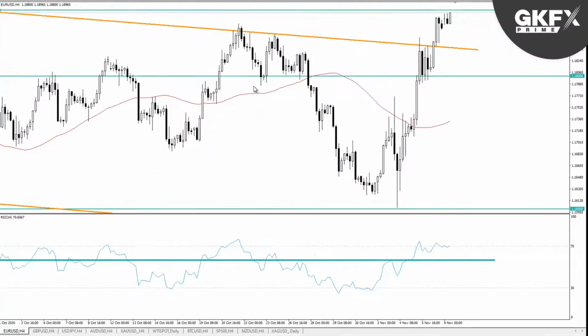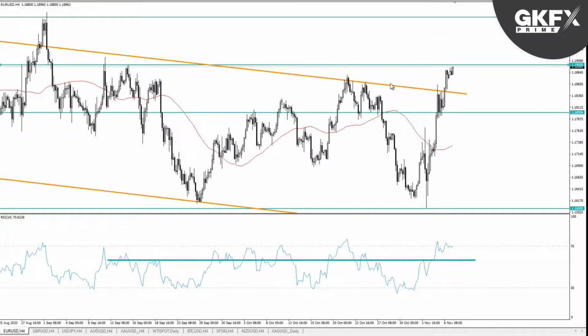More short term, we're running into this big 119 handle that, if I zoom out a bit, I think we can probably see it better, has been acting as resistance in this area. 119 has been like this. We've banged into it a few times. There's certainly a potential that we roll over just specifically from 119.